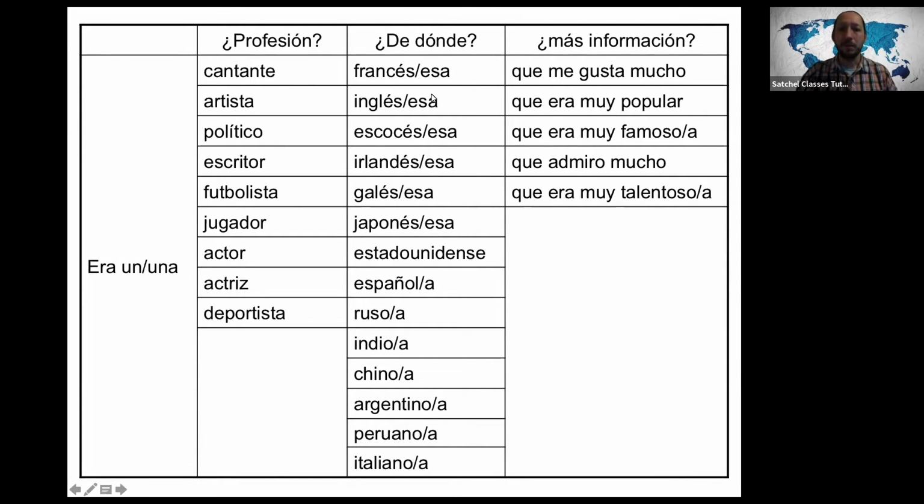Then we have a column or a list of all the different nationalities. So we have francés, inglés, escocés, and of course we do our change at the end if it is a feminine word. Galés, japonés, estadounidense, remember that one? To show off, to shine in your lessons, try to remember that one really well. Español, ruso, rusa, indio, india, or hindú. We can use indio, india as well. Chino, china, argentino, argentina, peruano, peruana, italiano, italiana.